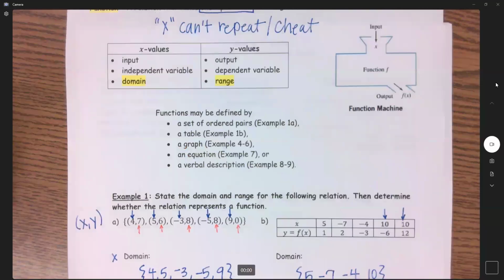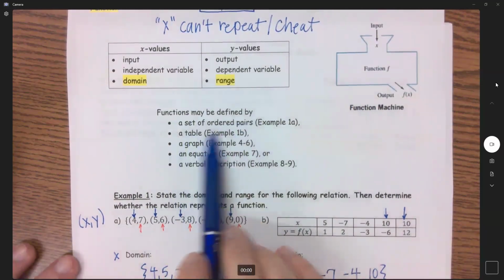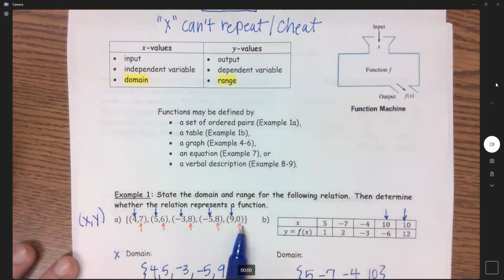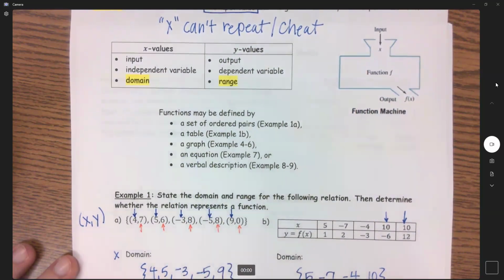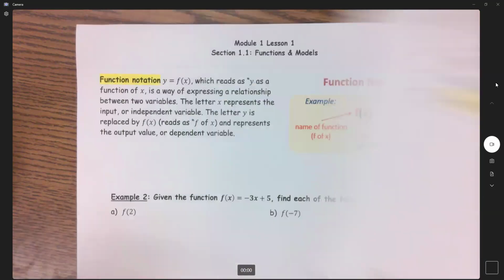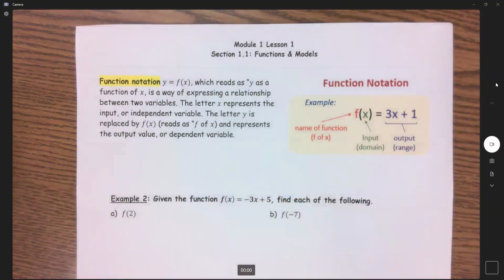Up on that front page, we said that functions may be defined by a set of ordered pairs, which we just did in example 1a, and by a table, which we went over in example 1b. We're still going to go over graph, equation, and verbal description, but before we go over those, first we need to talk about function notation since we are talking about functions.